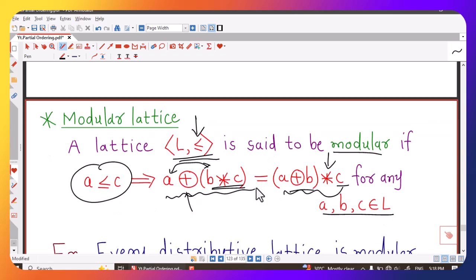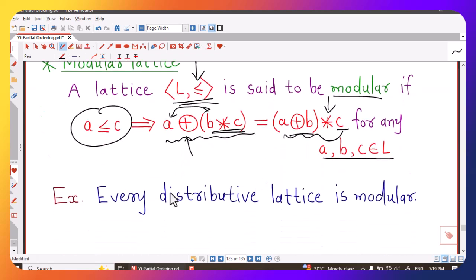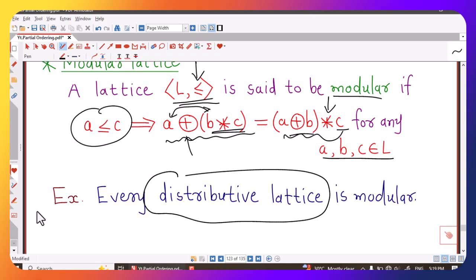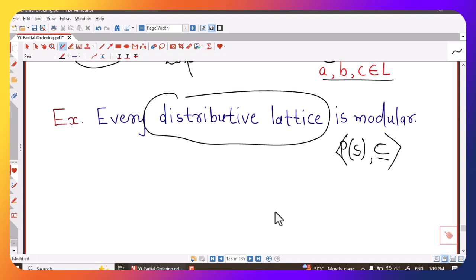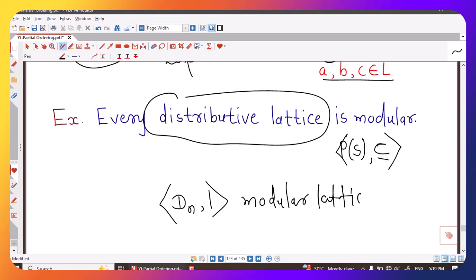And an example is that every distributive lattice is a modular lattice. So you can have this example. We know that the power set of S with the inclusion relation is a distributive lattice. Therefore it is a modular lattice. We also know that if we take the divisors of n with the divides relation, then this is a distributive lattice, therefore it is a modular lattice.